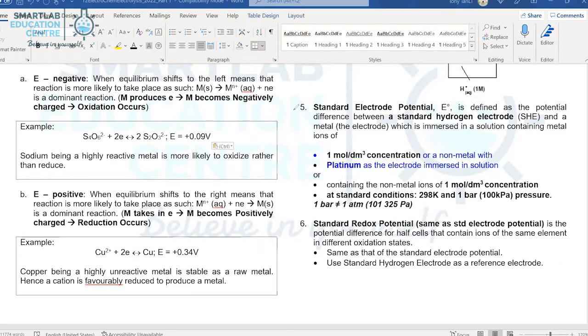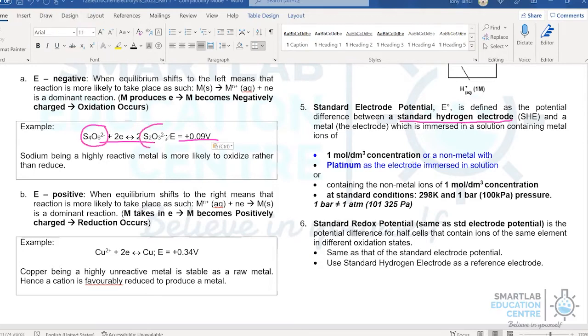Alternatively, the standard electrode potential of this equation is 0.09 volt, and that is defined using the standard hydrogen electrode as a reference electrode, and the other half electrode will now comprise this ion at 1 mol per dm³, and this ion also at 1 mol per dm³, with platinum as the electrode immersed in the solution, and the standard conditions will still be 298 Kelvin and 1 bar.